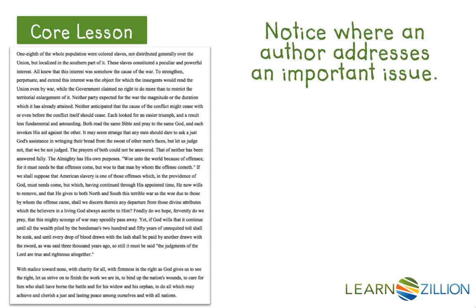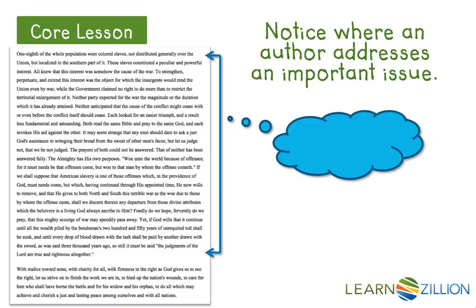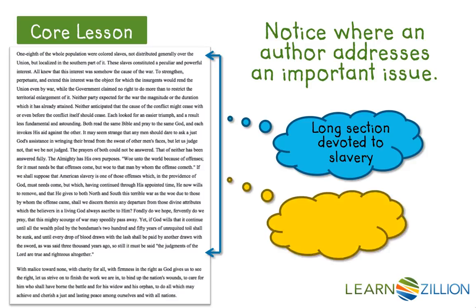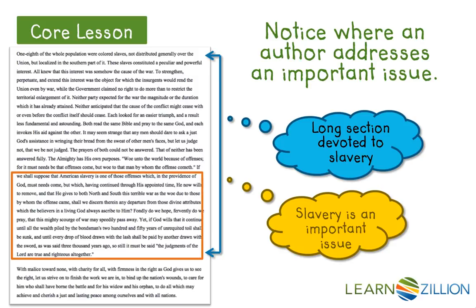First, let's notice where an author addresses an important issue. You may have noticed that paragraph 3 is disproportionately longer than the other paragraphs in Lincoln's speech. When an author devotes a long section of text to addressing an issue, this often means that it is very important or worthy of a lengthy explanation. In this paragraph, Lincoln discusses slavery. We're going to be looking at the second half of the paragraph to closely examine Lincoln's point of view.